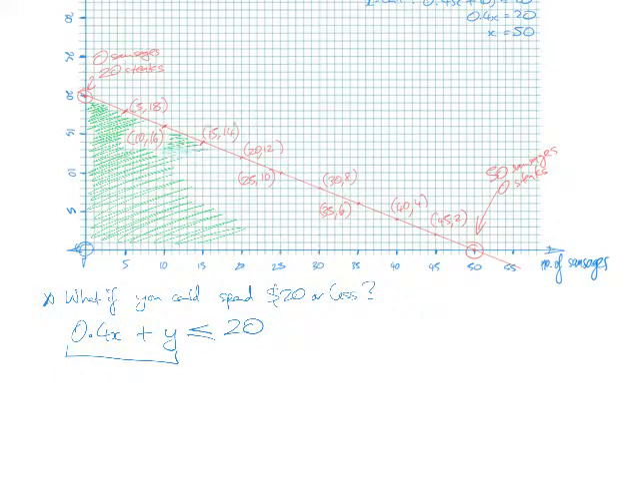Previously, if we were saying exactly equal to 20, the only feasible solutions were exactly on the line. But what if we're saying that we can spend up to $20, but anything less than that is good too? All of these solutions underneath are feasible solutions as well. So instead, we have a feasible region. That would be the case if it's less than or equal to.